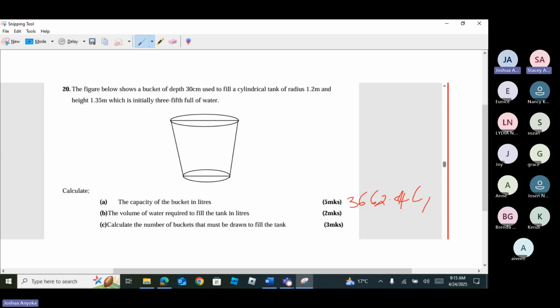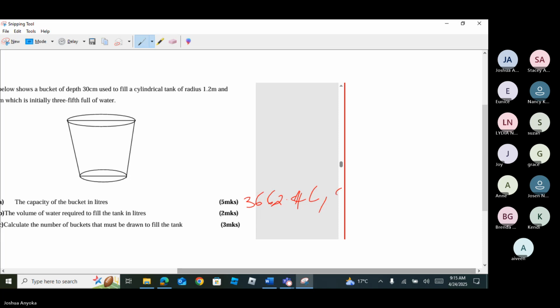Chami nimepata 9.42 liters. Another person with something else?